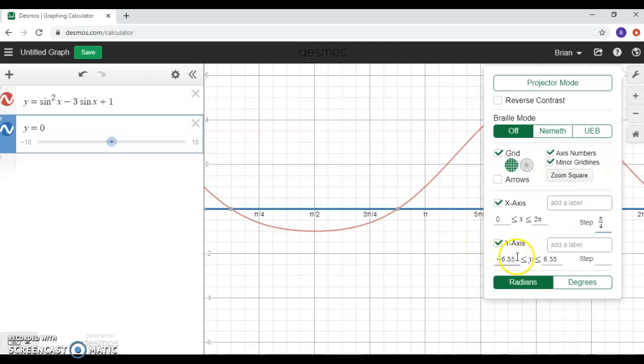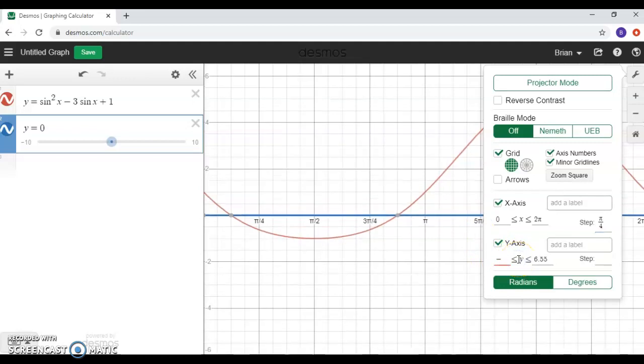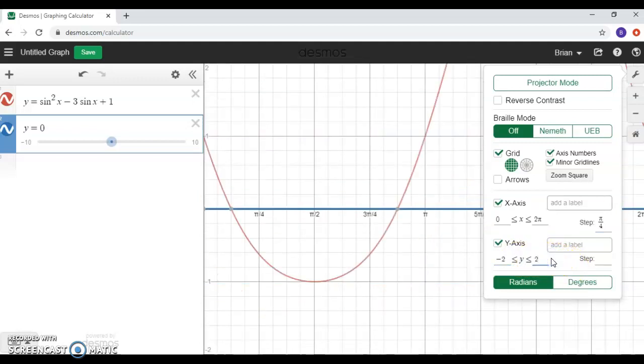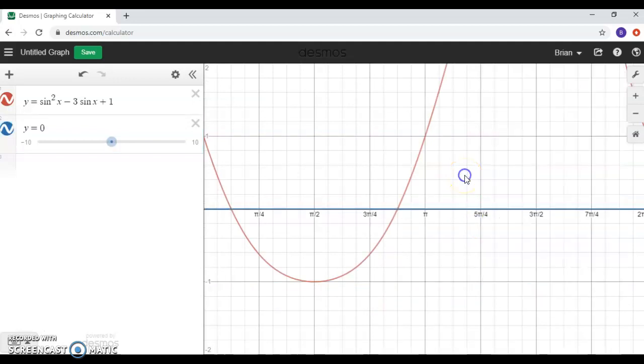Now, I don't really need to be all the way to negative 6 to 6, so I'm going to zoom in a little bit on that. I'm going to go like negative 2 to 2 for my y, and I think that's going to be a pretty good indication of what I'm looking for. So what I'm looking for now are just where these two graphs meet. If I hover over that point, it will find it for me. So one of my answers is going to be 0.392. And my second answer in that window appears to be right here, 2.75.